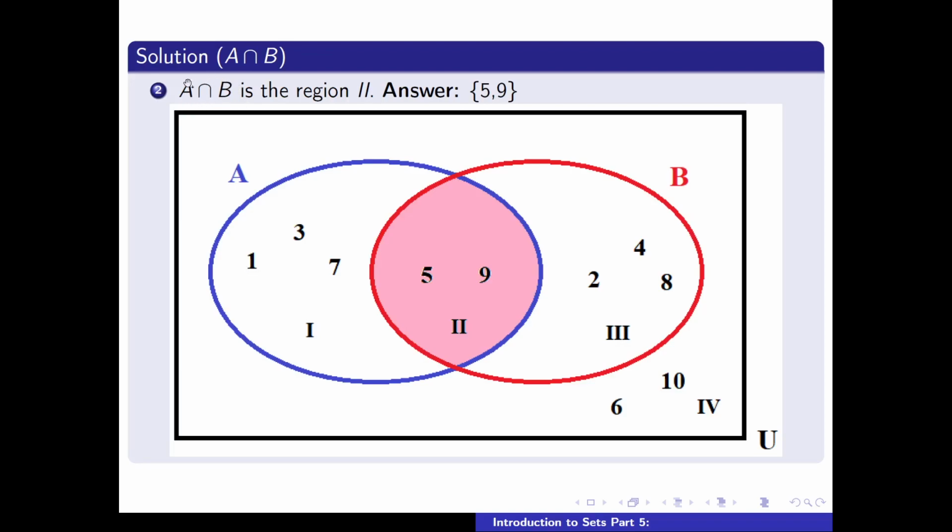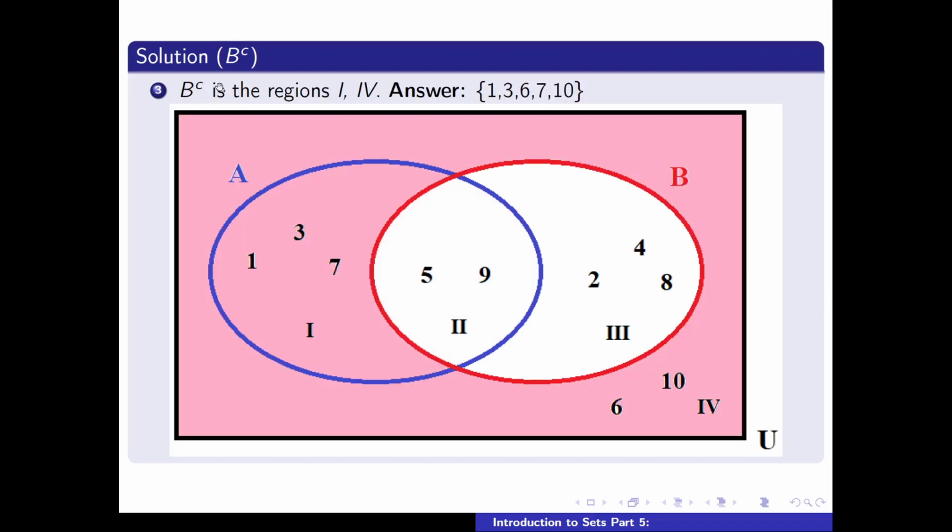Here we want to find the intersection of A and B. So what's in both A and B? Again, we highlight the region that we're talking about. So the intersection of A and B is what's in region 2, the elements in both A and B. And so we see there are only 2 elements there, 5 and 9. So that's our answer. Our set is the elements 5 and 9. Okay? Pretty straightforward, hopefully. Again, this visual representation is very useful.